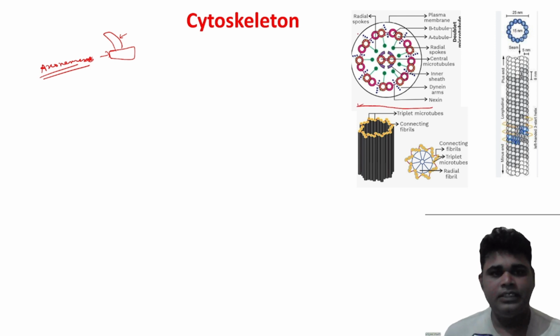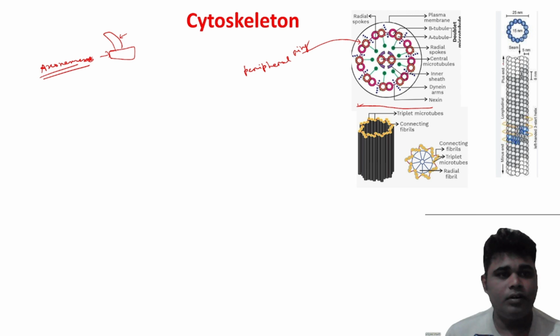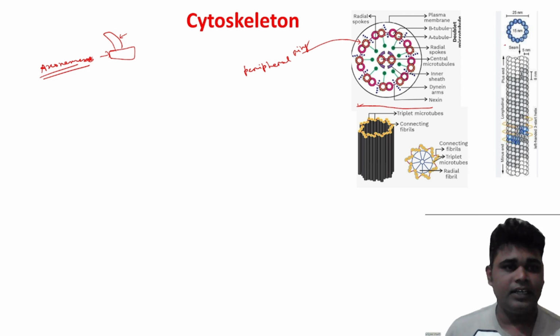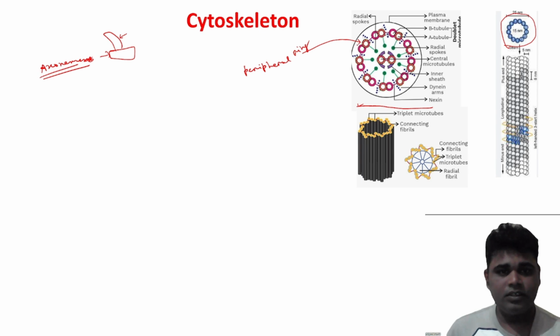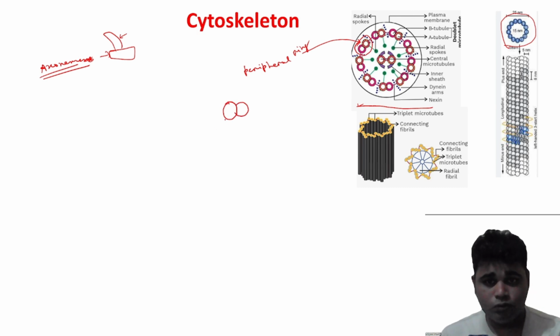So that means here they are called the peripheral ring. So what are these structures? For example, as we have discussed earlier, this structure. So here, for example, a two ring-like structure is present. So that means one structure is like that.